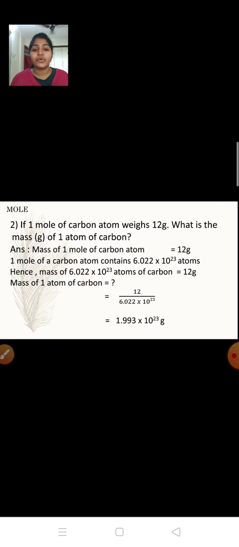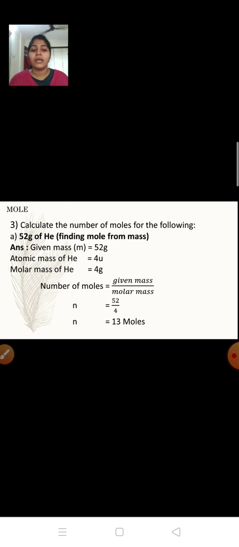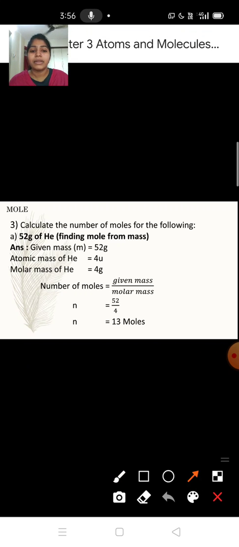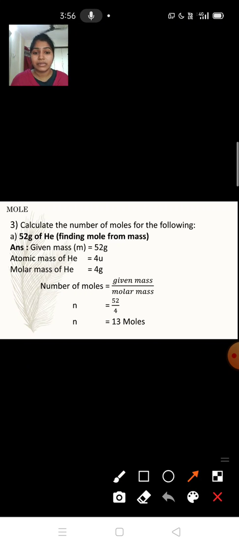Okay, so you have to read the question carefully, what is given and how to find out. Now let's jump to the third one. What we have to do is calculate the number of moles. Now what is given? 52 gram of helium. So it is 52 grams, so I know it is mass. So from mass you have to find out mole.